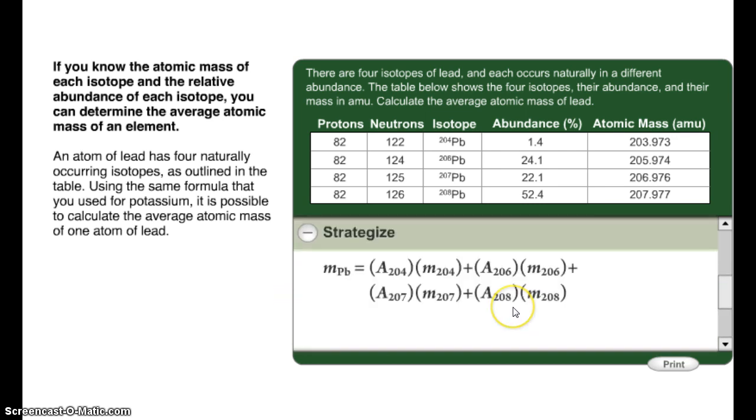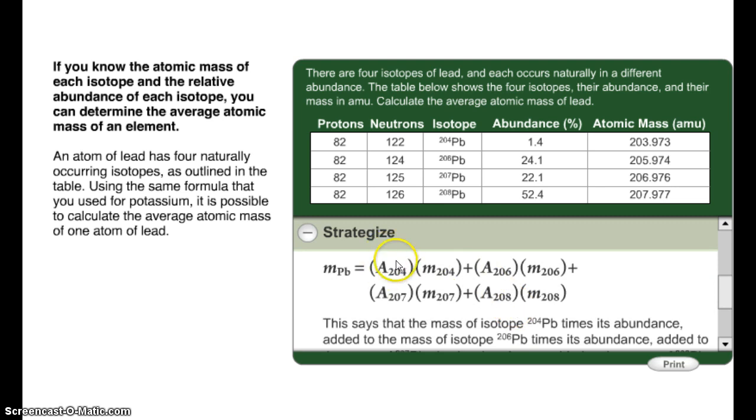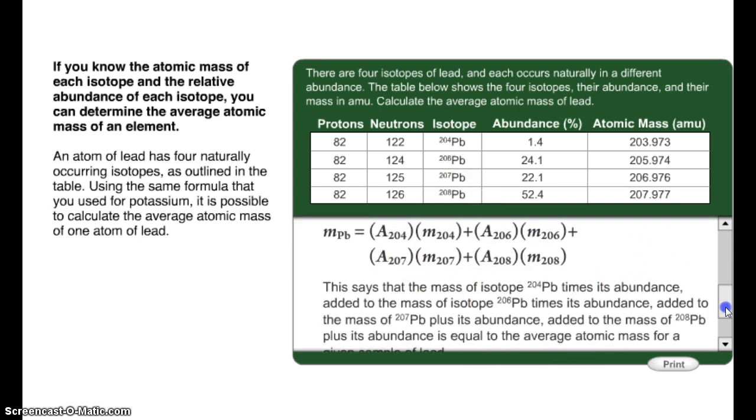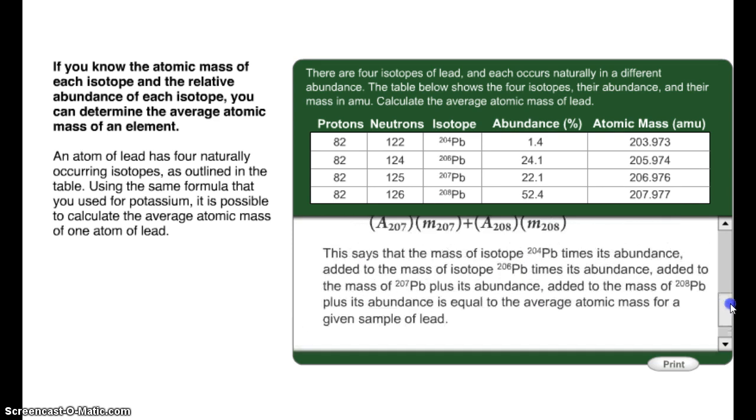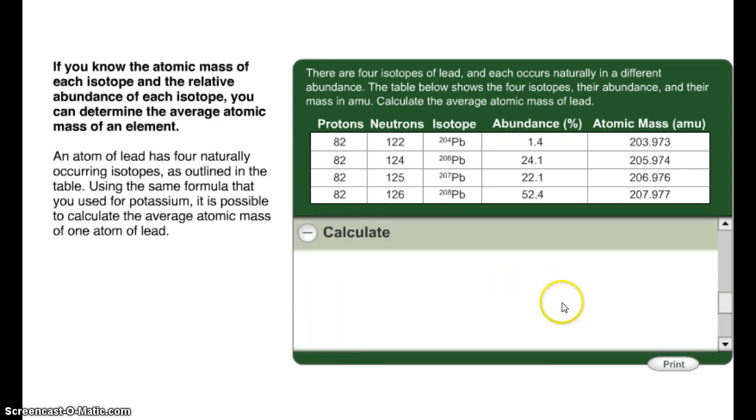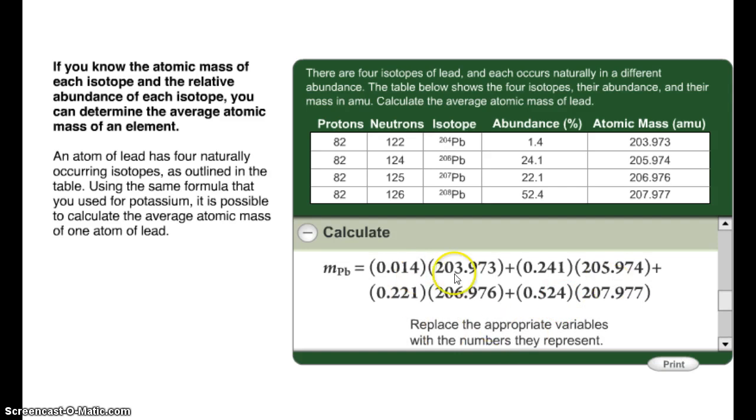All right, put her in. Again, percent times mass plus percent times mass plus percent times mass plus percent times mass. Okay, it's always the same pattern. All right, and if you'd like, you can hit pause and read that paragraph. Put in your numbers.